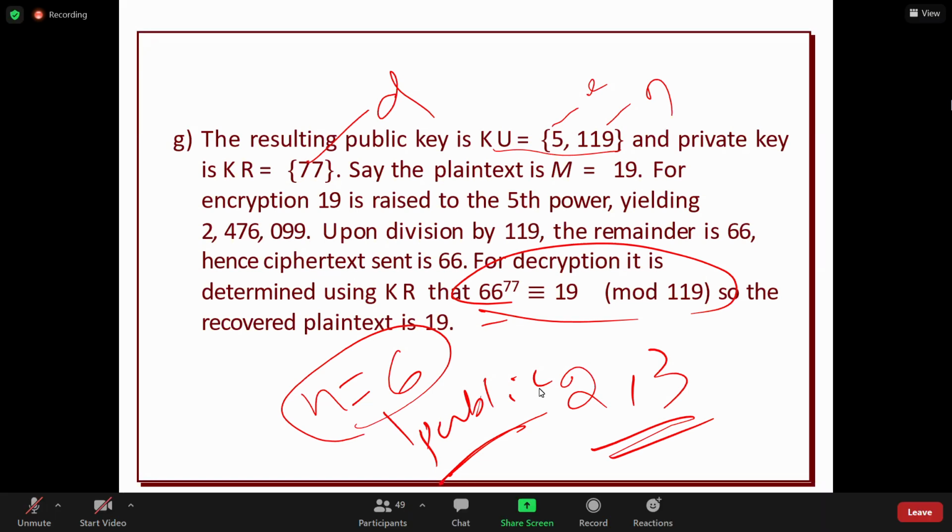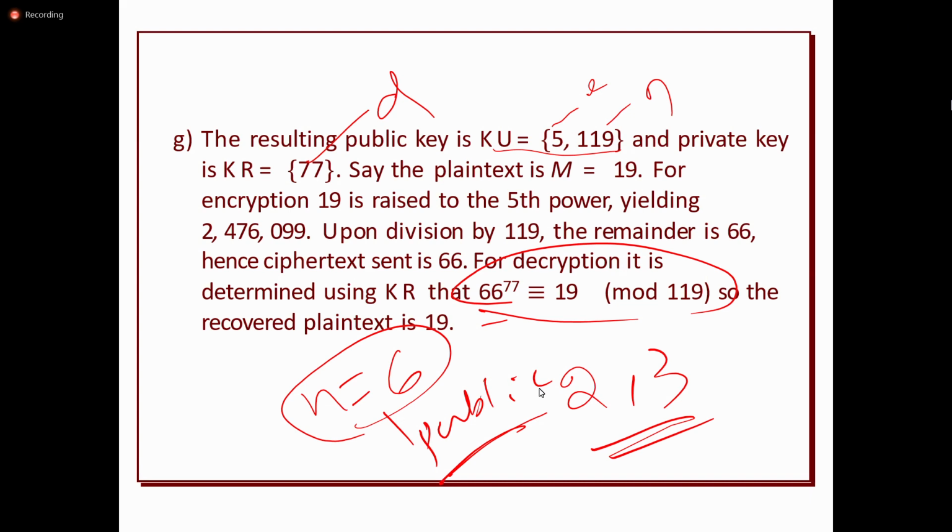Again, the receiver has to select large prime numbers instead of small prime numbers, so that they will be unpredictable. The attacker will have only the product of two prime numbers, so the factorization should be complex. In that manner, the receiver has to select two large prime numbers.